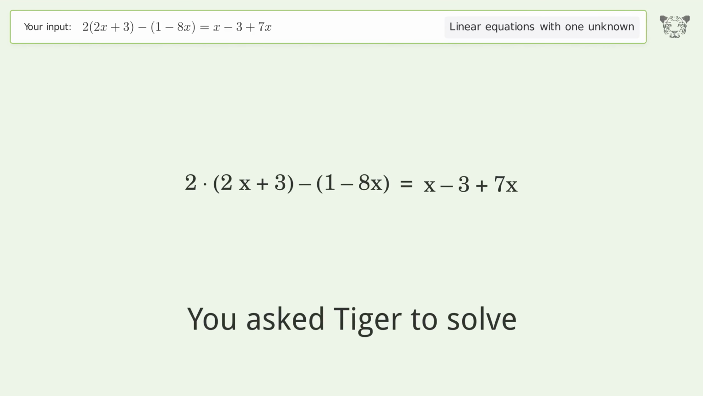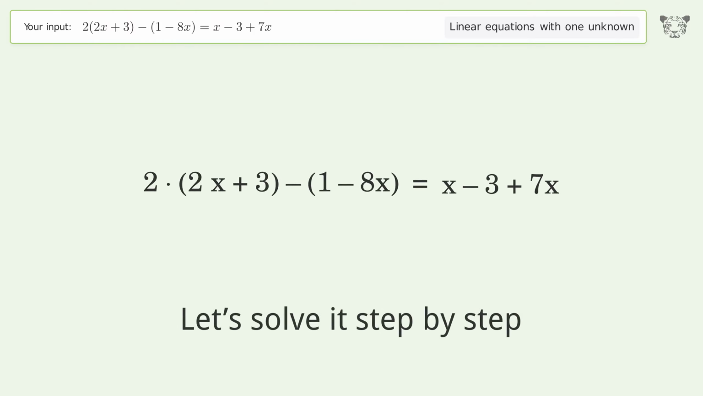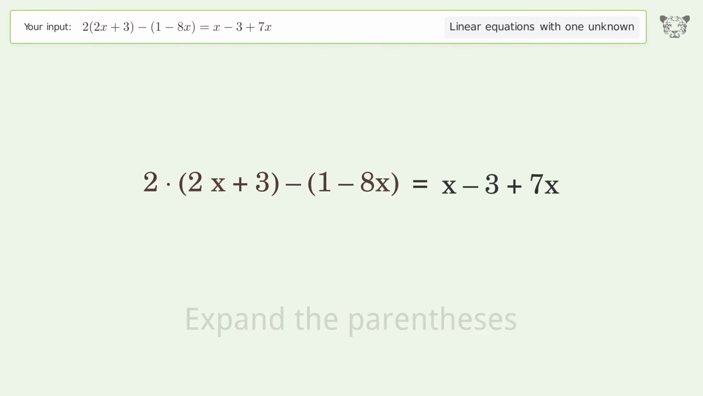You ask Tiger to solve this. It deals with linear equations with one unknown. The final result is x equals -2. Let's solve it step by step. Simplify the expression. Expand the parentheses.